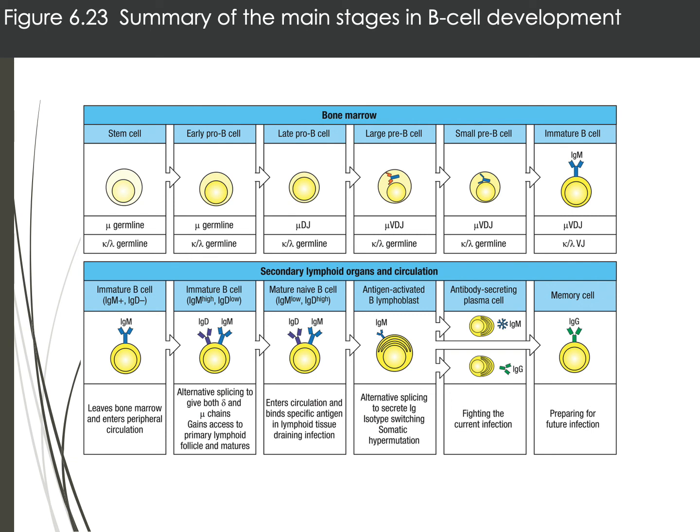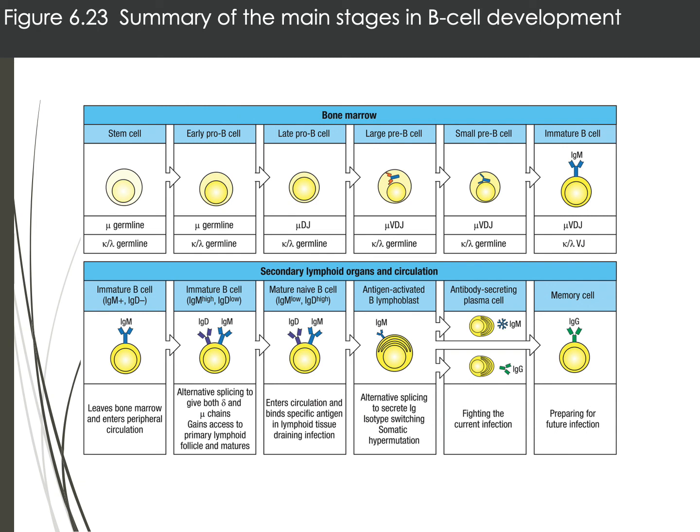And then once it's past negative selection, it can go out into the periphery, the secondary lymphatic tissue, and that's where it goes through additional development at the immature B cell stage. It goes through another round of negative selection, but it's also receiving those cues from chemokines and interacting with BAFF through its BAFF receptor so that it will become a mature but naive B cell.